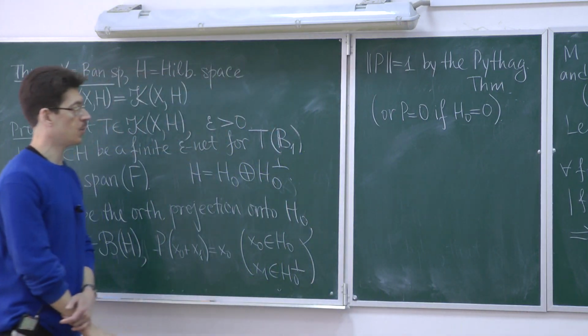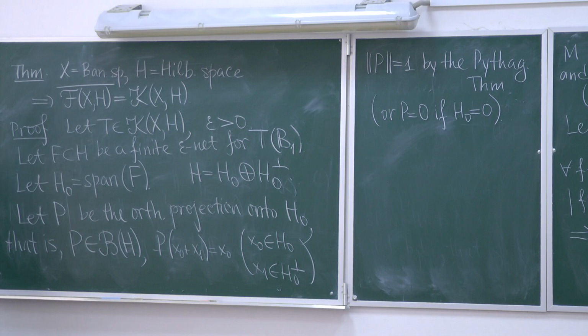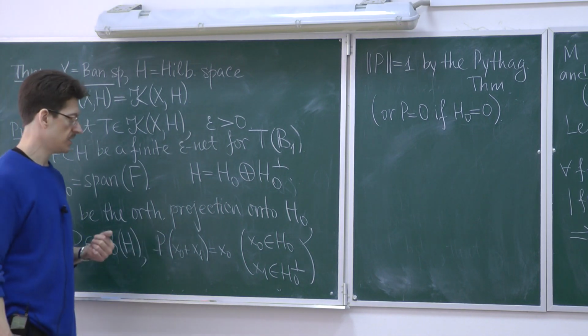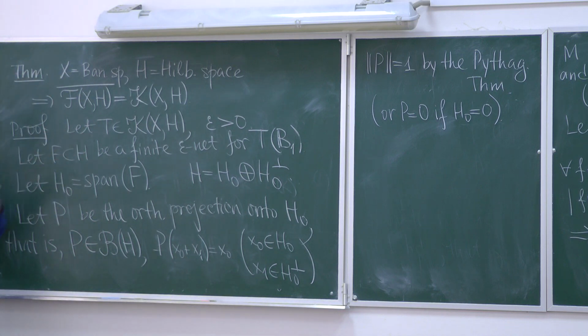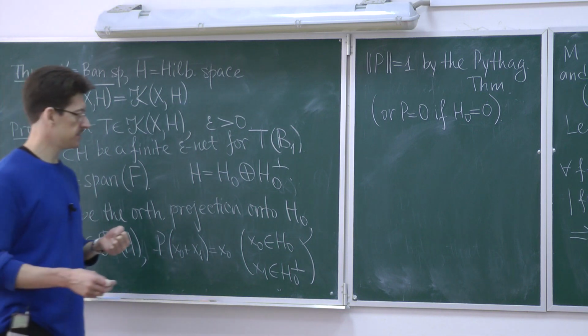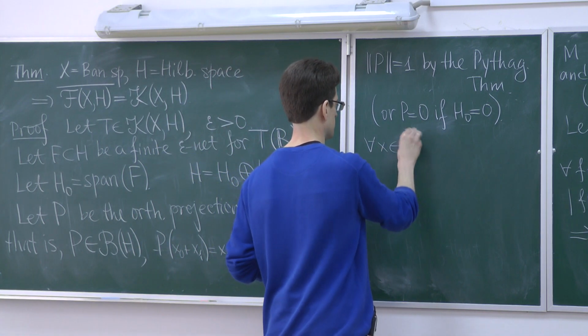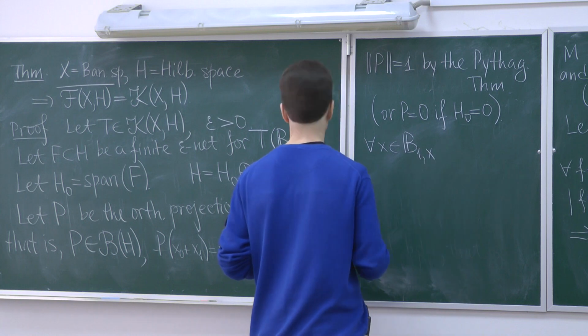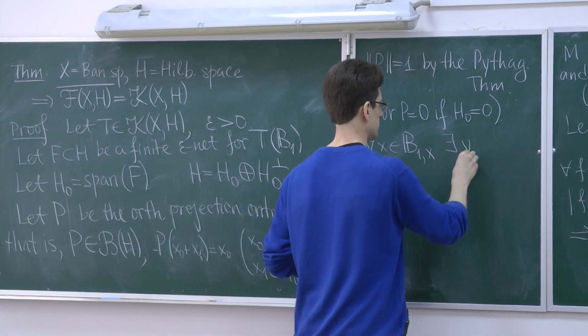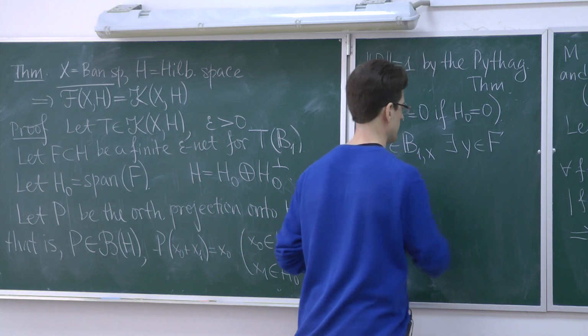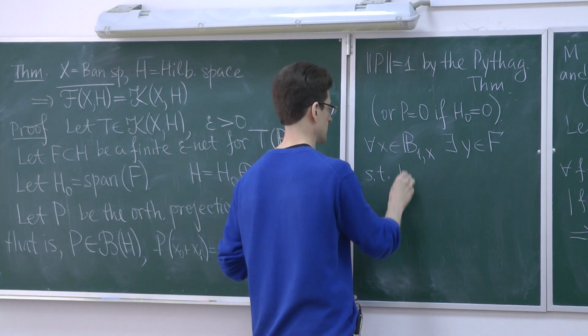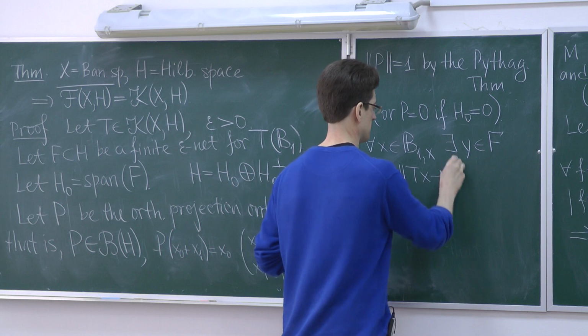So clearly P is a finite rank operator because H0 is finite dimensional. And we want to show that T is close to the composition of P and T. To see this, we do the following. We take any element x in the unit ball of X, and we find an element y in our finite epsilon net F such that the distance between Tx and y is less than epsilon.